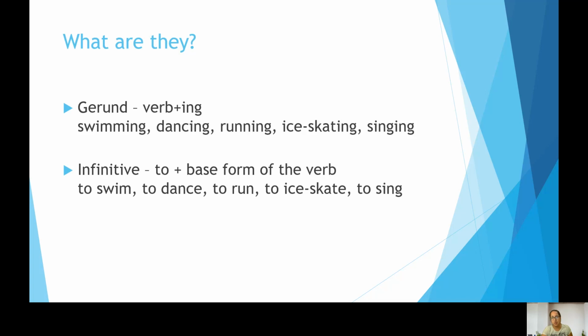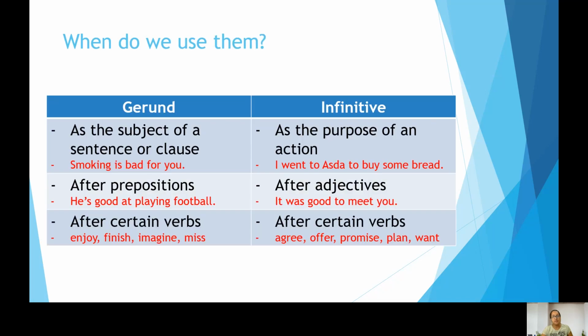When do we use which one? Well, we use the gerund as the subject of a sentence or a clause. For example, smoking is bad for you. Whereas the infinitive is used as the purpose of an action. For example, I went to Asda to buy some bread. So why did I go to Asda? To buy some bread. That is the purpose, the reason why I went to Asda.